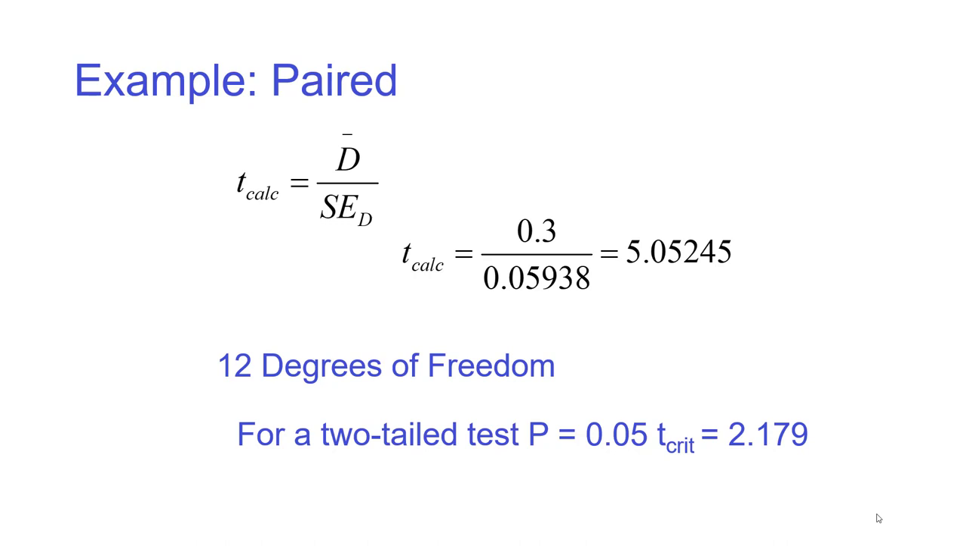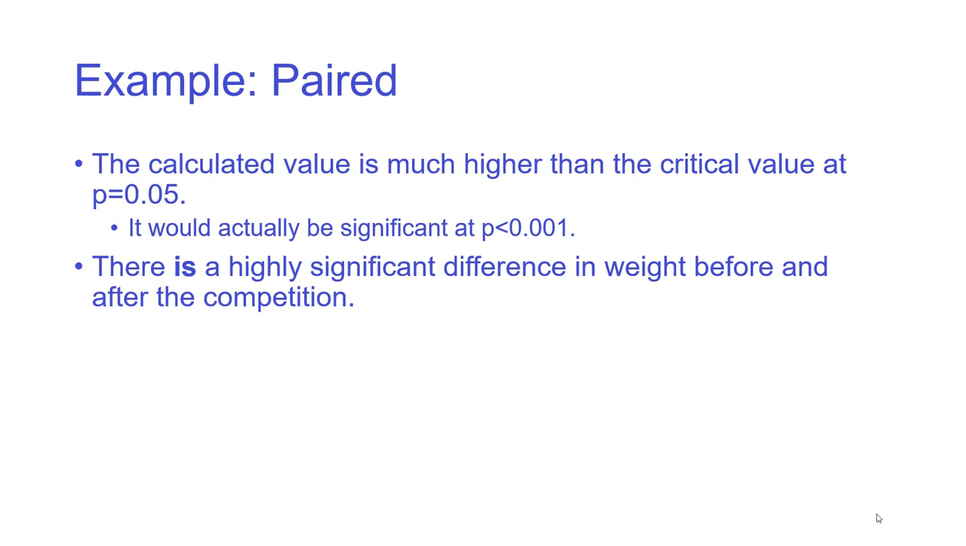For a two-tailed test, p equals 0.05, the critical value, the ratio of the difference in terms of standard errors of the difference, has to be above 2.179. In this case it's 5.05245. That means that there is a highly significant difference, and that the calculated p-value is going to be far below the threshold of p equals 0.05, and it's actually less than 0.001. So there's a highly significant difference in weight between before and after the competition.